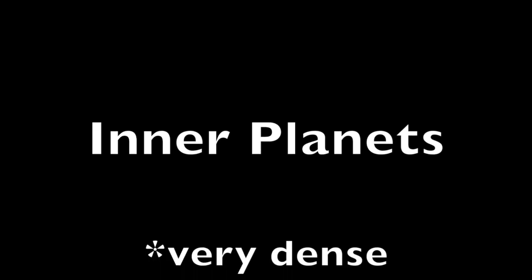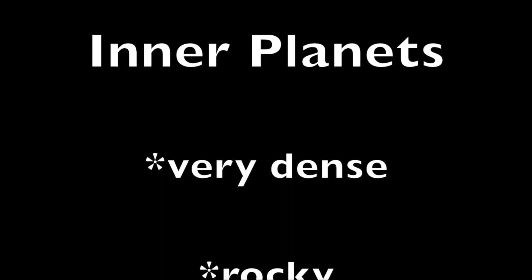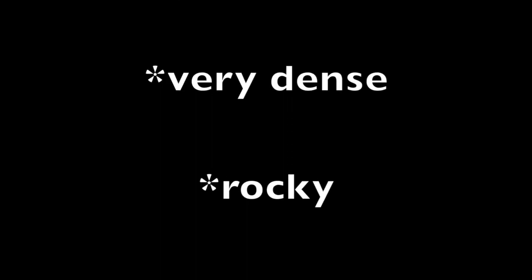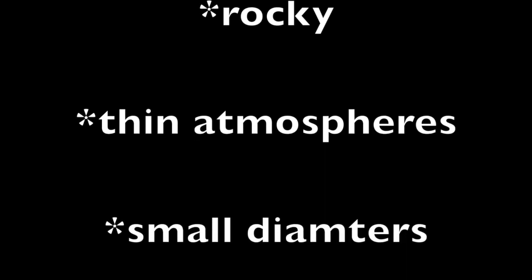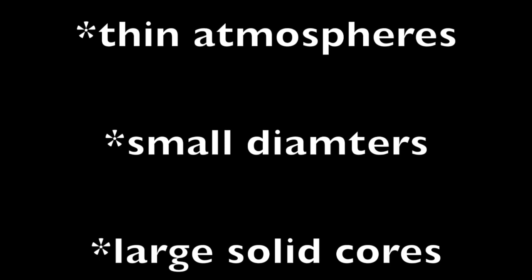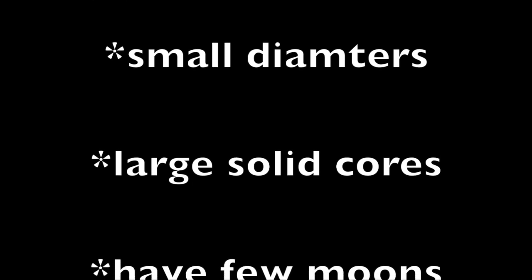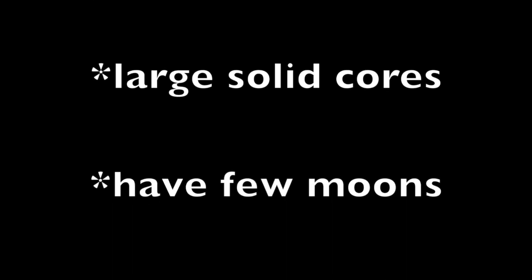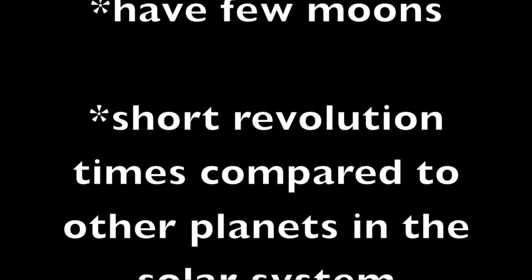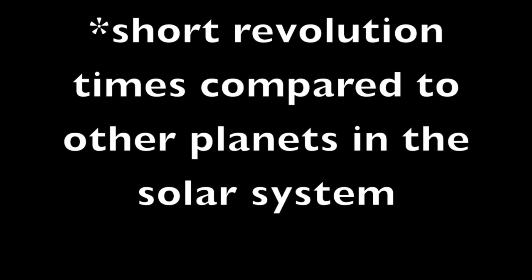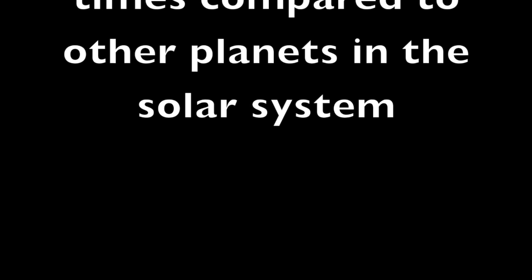The inner planets are very dense and rocky. They have thin atmospheres and small diameters. A planet's diameter is the distance from one side of the planet through its center to the other side. The inner planets have large solid cores at their centers. They have few moons, and their revolution times are short compared to the other planets in the solar system.